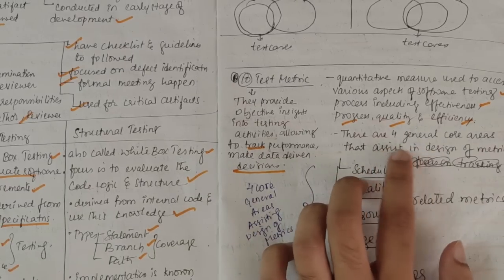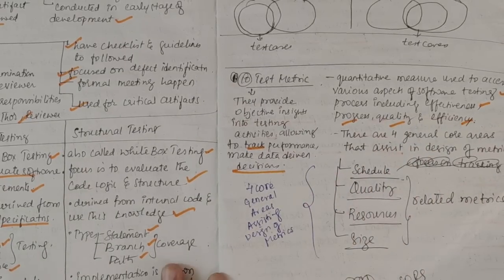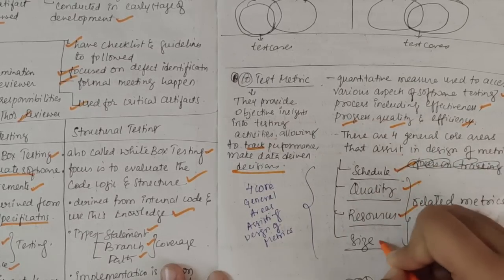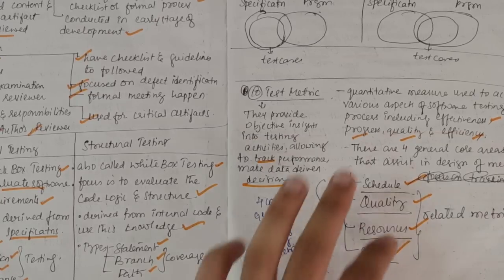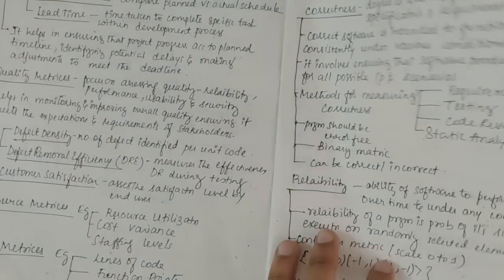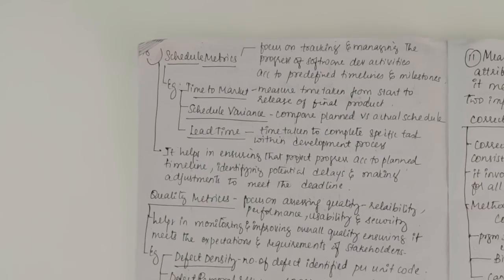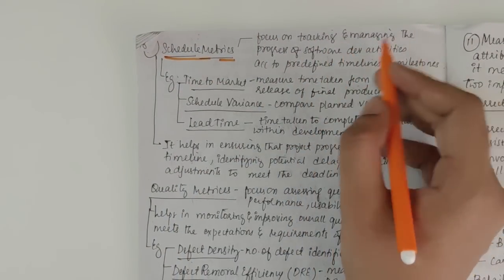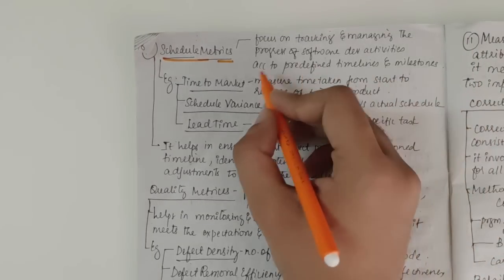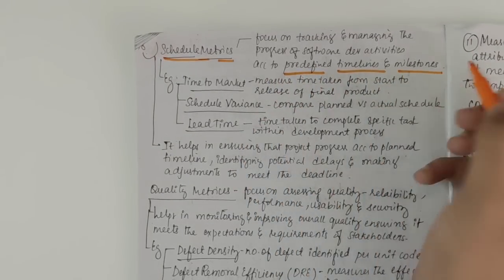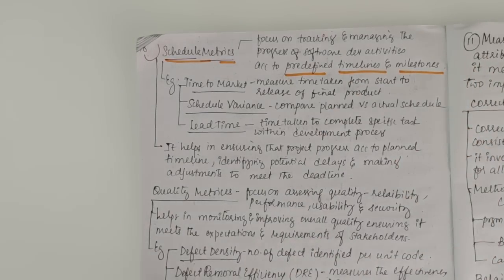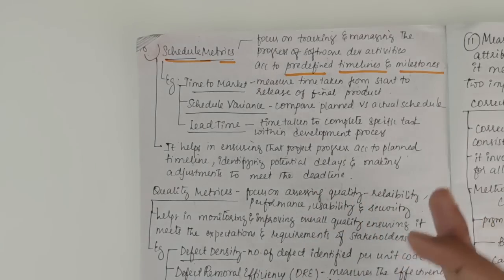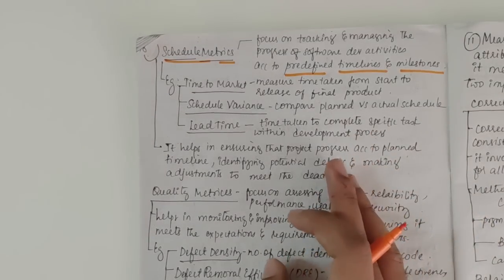There are 4 general core areas that assist in designing the test metrics. Those 4 are schedule, quality, resources, and size related metrics. We'll look into all 4 of them. First, we have schedule metrics. Its focus is on tracking and managing the progress of software development activities according to the predefined timeline and milestones. Depending on the schedule, the timeline or the milestone, you have to complete a particular work. By making use of time as a constraint, we derive these metrics.